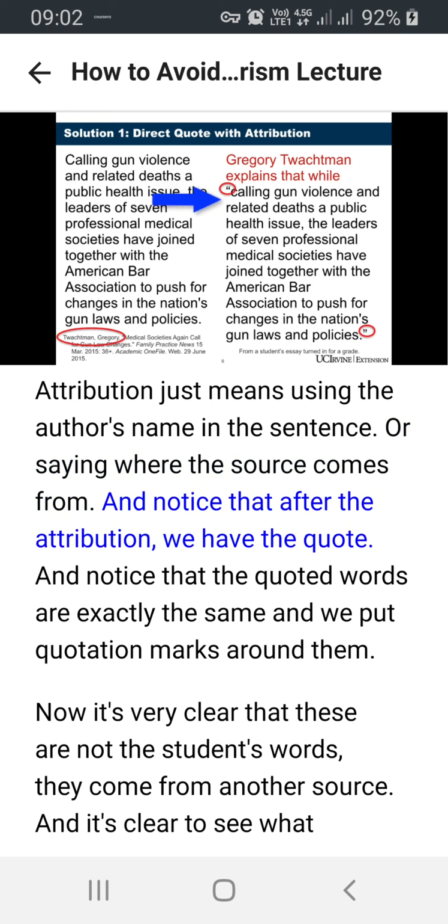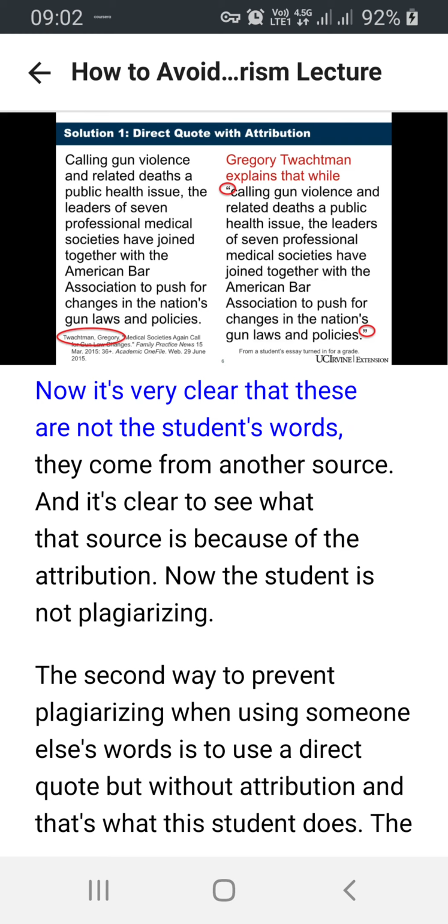And notice that after the attribution, we have the quote. And notice that the quoted words are exactly the same, and we put quotation marks around them. Now it's very clear that these are not the student's words. They come from another source, and it's clear to see what that source is because of the attribution. Now the student is not plagiarizing.